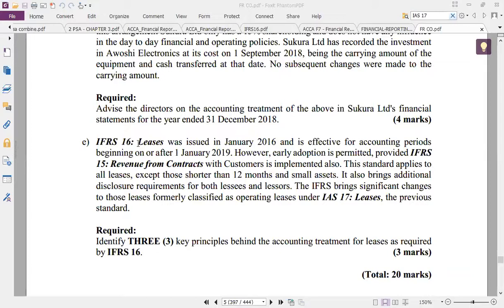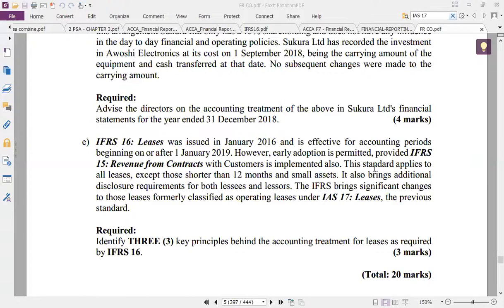Now, IFRS 16 Leases was issued in January 2016 and its effective date is for accounting periods beginning on or after 1st January 2019. However, early adoption is permitted, provided IFRS 15, Revenue from Contracts with Customers, is implemented also, because the revenue standard was due for 1st January 2018. So you can adopt IFRS 16 early, even though the effective date was 1st January 2019. We adopted it on 1st January 2018 because the revenue standard had an earlier adoption than that of IFRS 16, the leases. This is what happened.